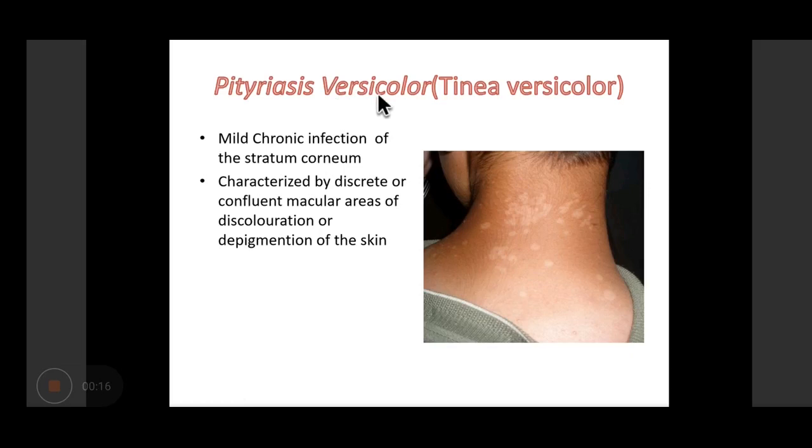So basically, I don't know, my slides got stuck. Just a second.